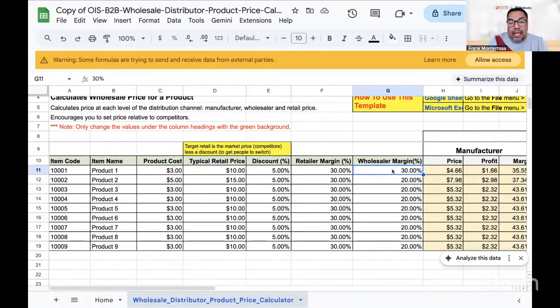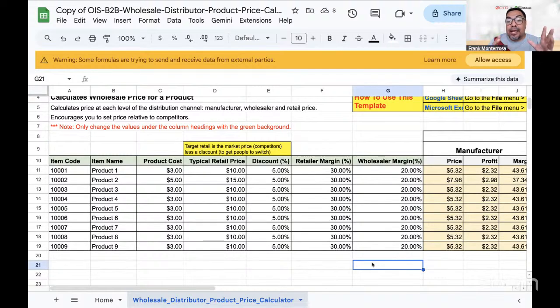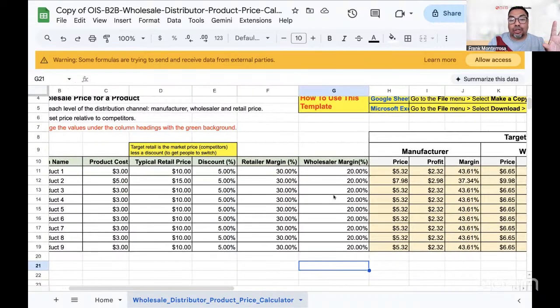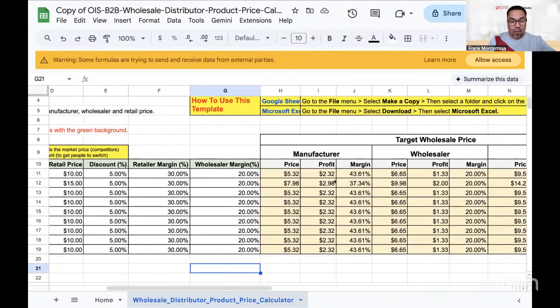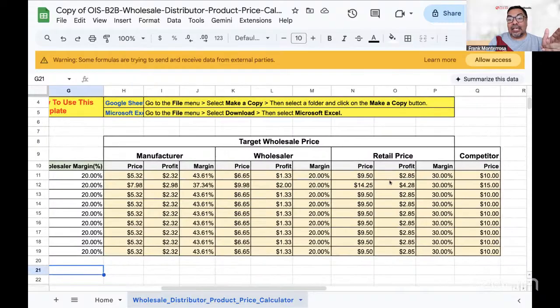And what would be my wholesaler prices? Usually the wholesaler prices are a little lower. It could be 20%. Again, depending on what you're trying to accomplish, because you're going to sell volume, right? So that's the key on this. Automatically, once you do that, it will tell you the manufacturer price, profit, and margin. Same thing with the wholesalers, and what is the retail price.